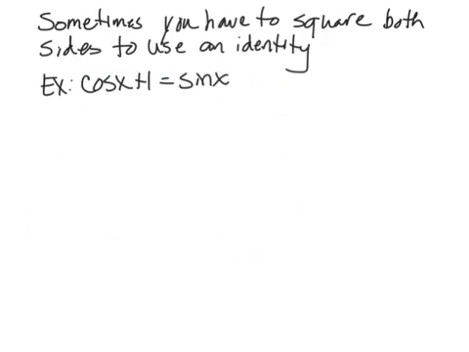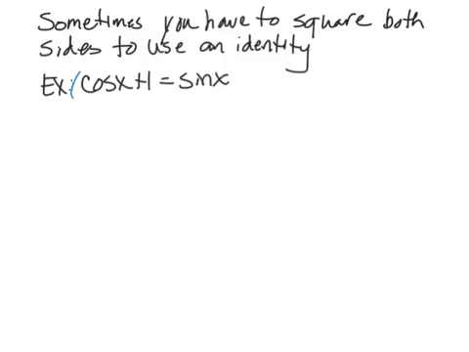So sometimes you don't have much to go by, and you'll have to square both sides to create an identity, because we can always use the Pythagorean identity if I have squared terms. So in this example, cosine of x plus 1 is equal to sine of x. There's nothing I can really do there. Even if I divided each thing by, let's say, cosine, I would still end up with two different functions, so I can't isolate it.